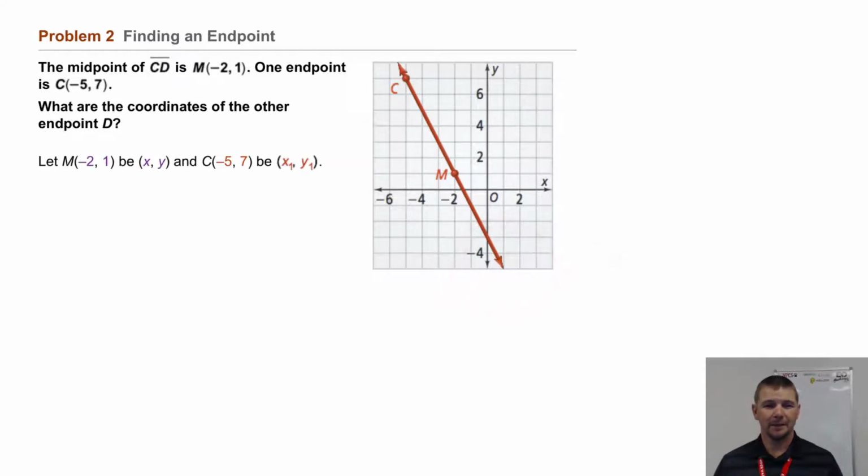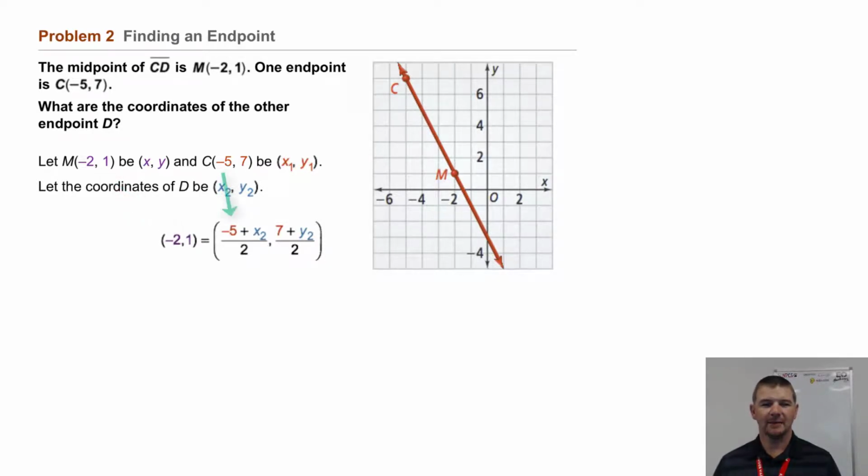Well, we let the coordinates of M, -2, 1, and that's the midpoint, be x and y, and we let the coordinates of C, the one known endpoint, -5, 7, be x sub 1, y sub 1, and then the unknown coordinates of D, we'll let those be x sub 2, y sub 2 for the time being, and then solve for those values. Substituting these values into the midpoint formula, we find this equation. The coordinates -2, 1 equal the coordinates -5 plus x sub 2 divided by 2, comma, 7 plus y sub 2 divided by 2.